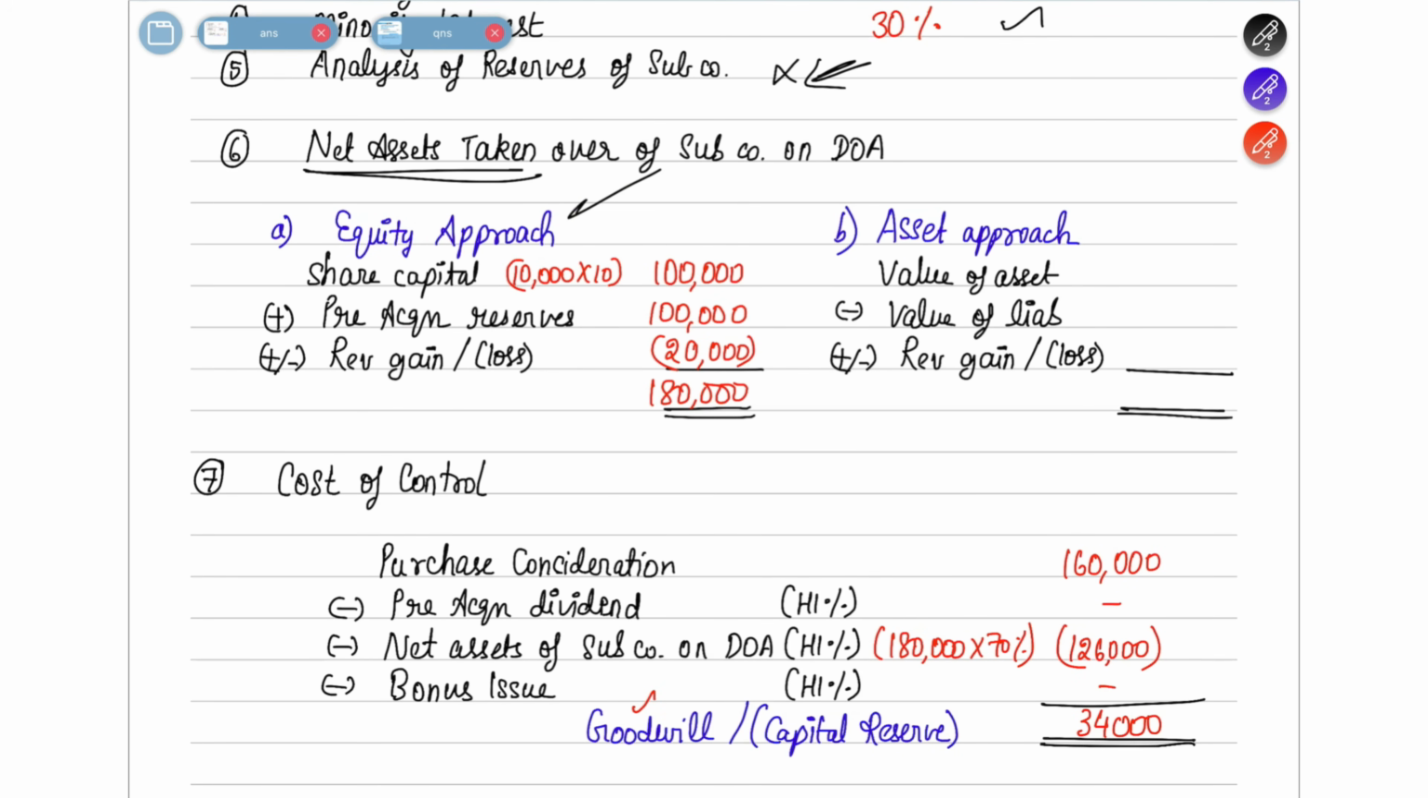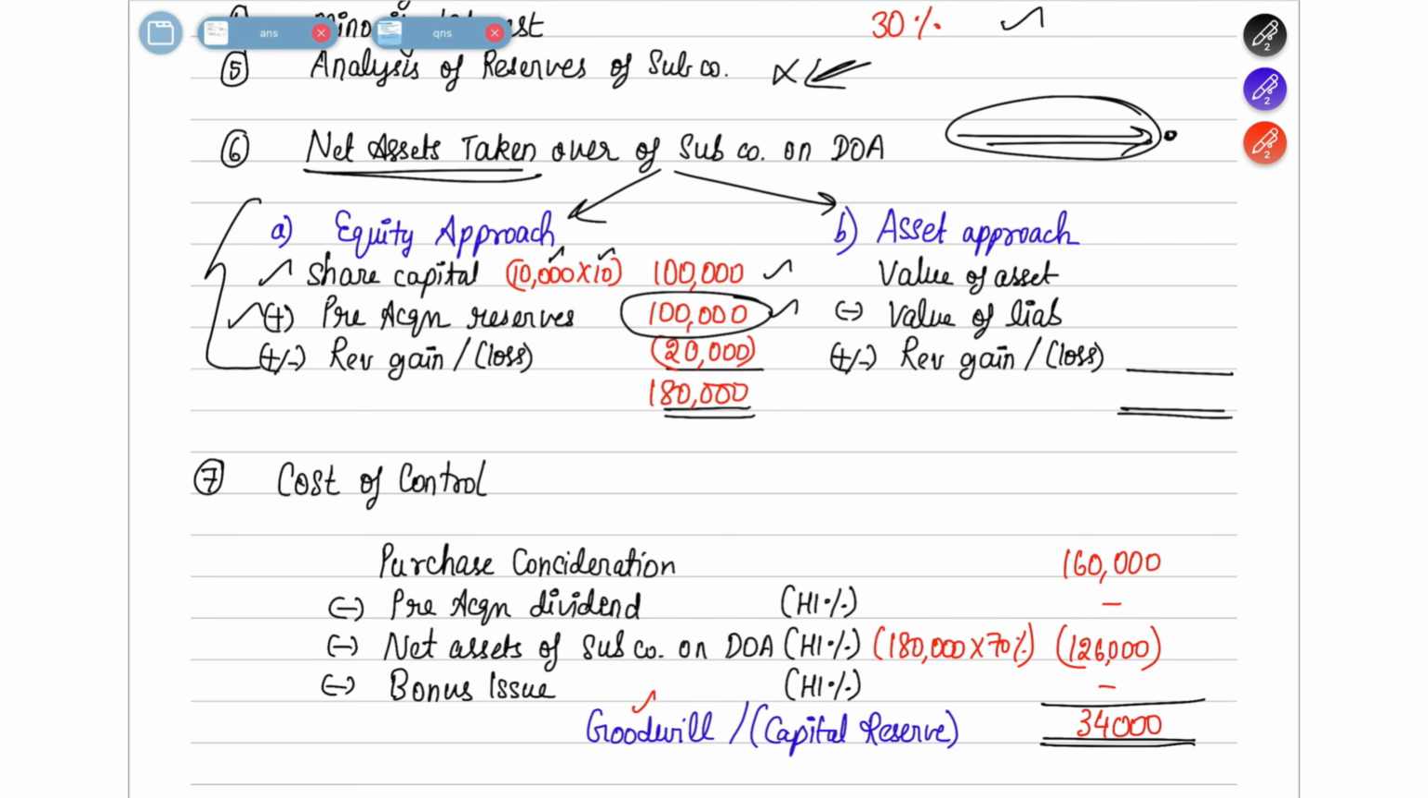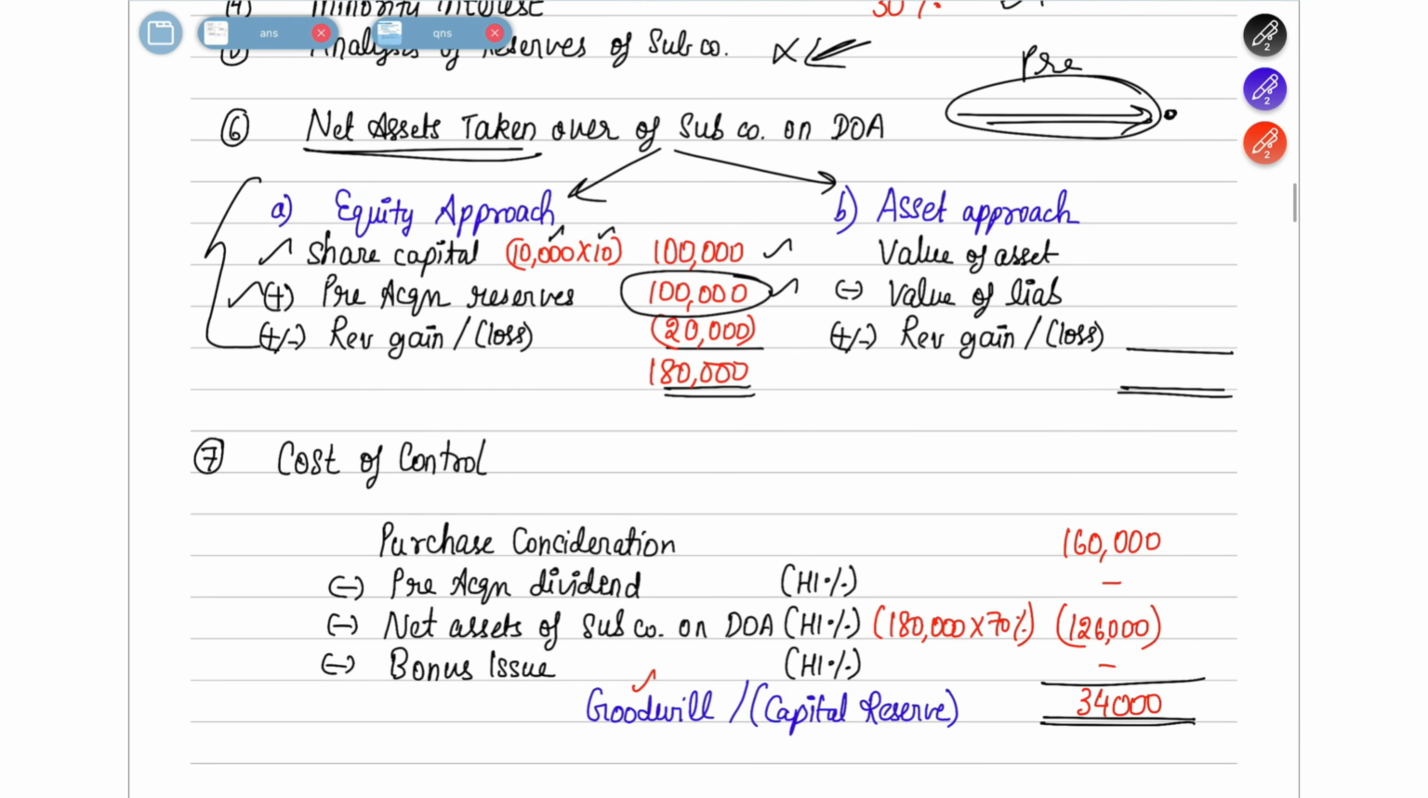So you can either go by the equity approach or the asset approach. In the question, only equity approach details are given, so we'll go through that. First they are saying the share capital. What is the share capital of the subsidiary company? They have 10,000 equity shares worth 10 rupees each, so 1 lakh worth of share capital is there. Then they have reserves in the company worth 1 lakh. And this entire 1 lakh, I told you, they have been accumulating until the date of acquisition. So all this 1 lakh rupees is going to be a pre-acquisition reserve only. So pre-acquisition reserve is 1 lakh rupees.